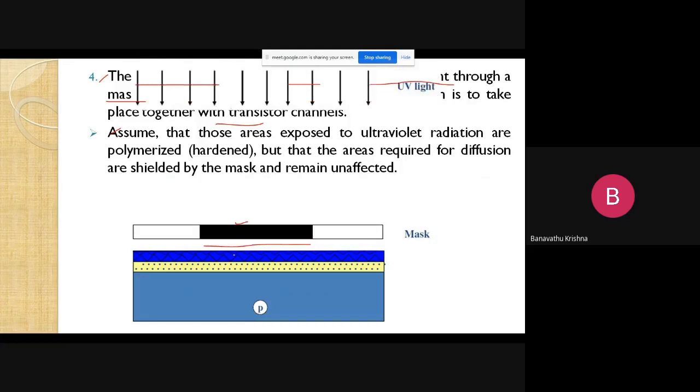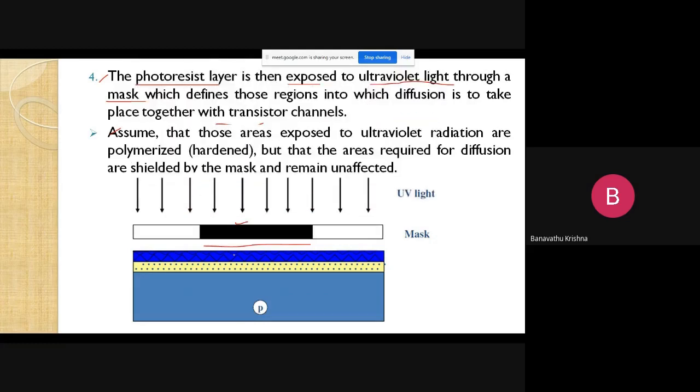So now we need to expose these ultraviolet rays over the entire surface. Here, up to this point this area will be affected. This area is going to be hardened, and this area is going to be hardened. The shielded area is softened, because this area is not exposed through this mask by the ultraviolet ray.